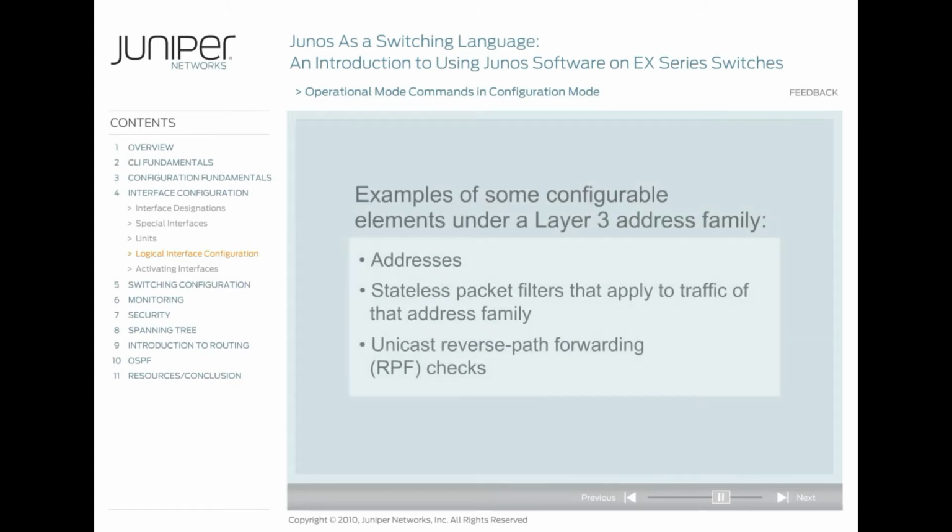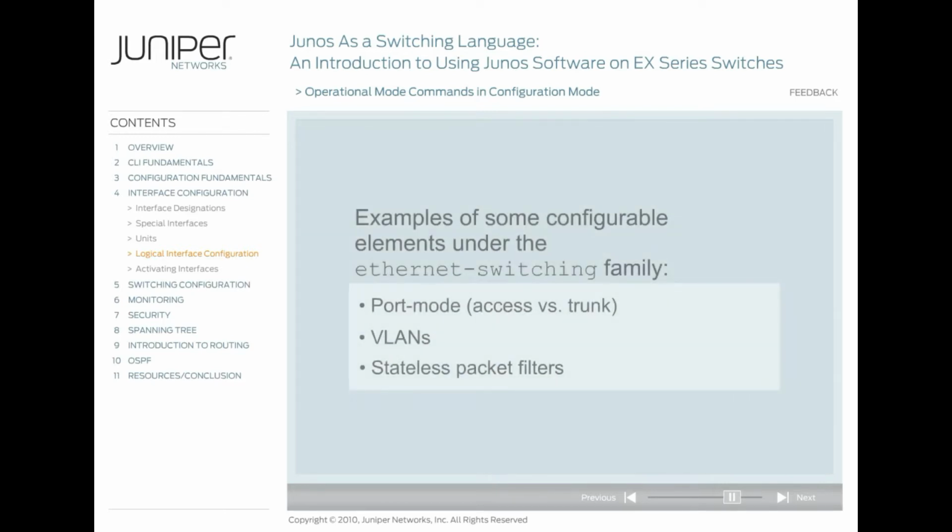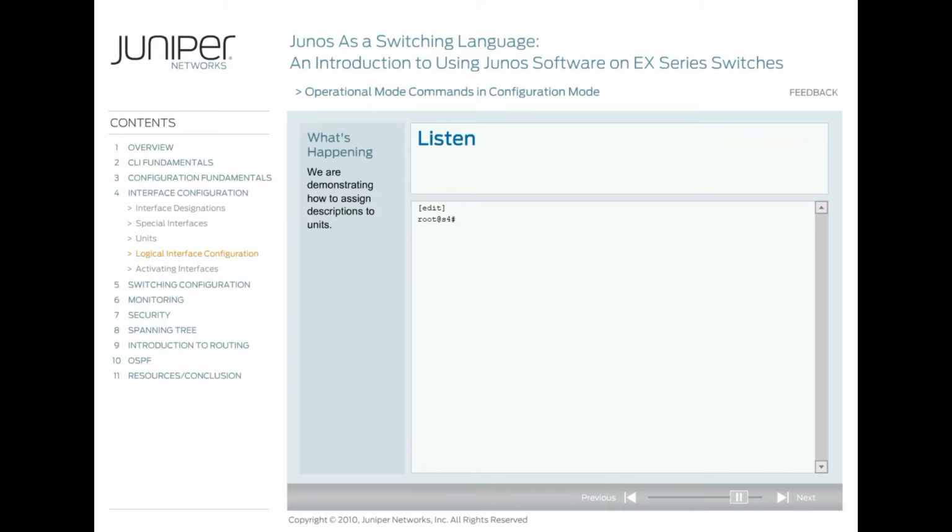Examples of some things you would configure under a Layer 3 address family include addresses, stateless packet filters that apply to traffic of that address family, and unicast reverse path forwarding, or RPF, checks. Examples of some things you would configure under the Ethernet switching family include port mode, access versus trunk, VLANs, and stateless packet filters. You can assign descriptions to units as well as to main interfaces.